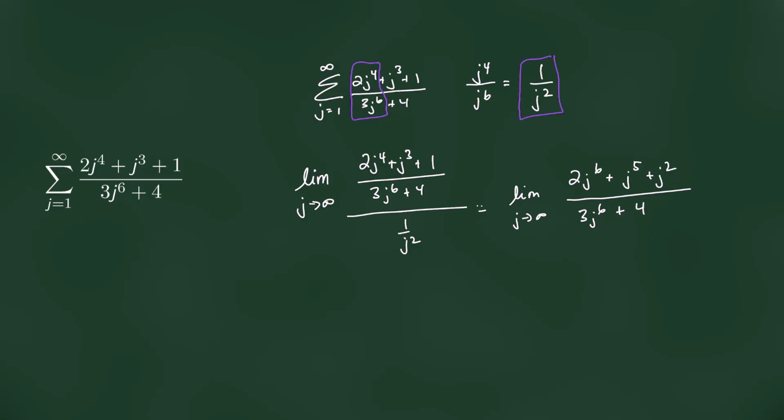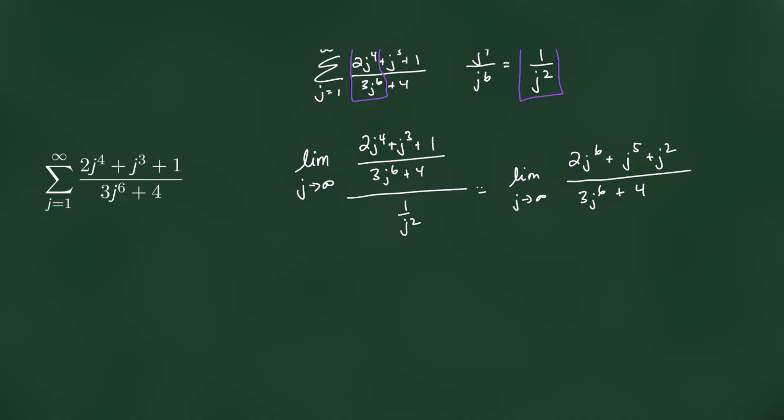And then we can do the usual trick. You can either apply L'Hopital's rule 5 times, maybe 6 times, or you can divide everything by the highest power term. Divide everything by j to the 6th, and we're going to get 2 plus 1 over j plus 1 over j to the 4th over 3 plus 4 over j to the 6th. And we can see that all of the terms with j in them are going to go to 0, and we are left with 2/3.